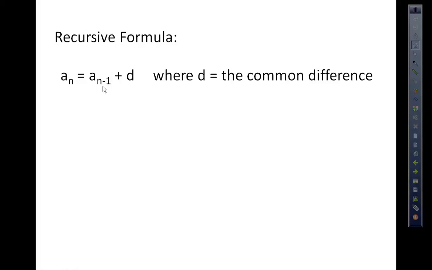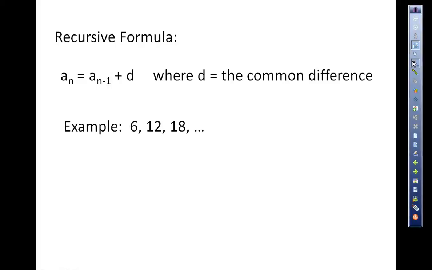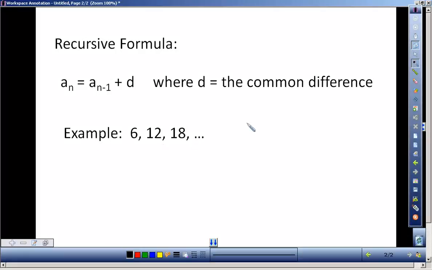The recursive formula for all arithmetic sequences is the next term is always equal to the previous term plus the common difference. We're adding the same thing every time. D is the common difference. If we look at our example B from before, it says 6, 12, 18. We determined that yes, it was arithmetic, and the common difference, D, was equal to 6. So if I was going to write the recursive formula, it would be that the next term is equal to the previous term plus D.